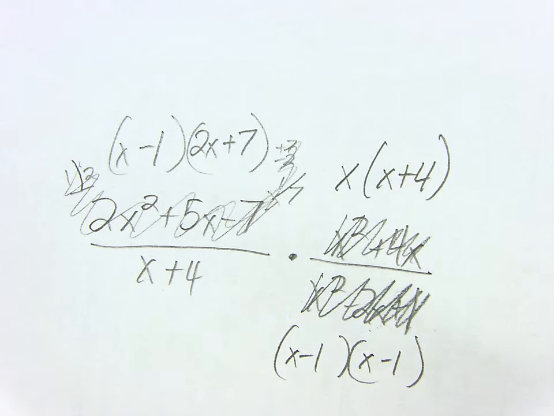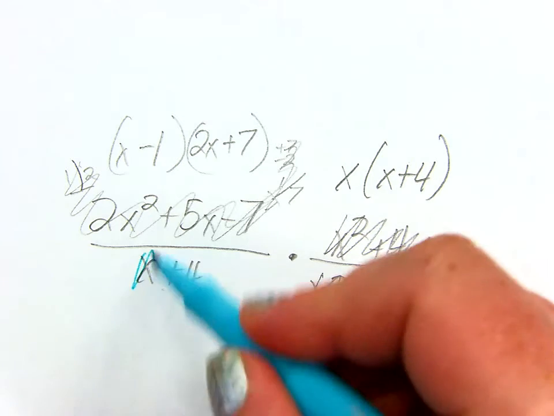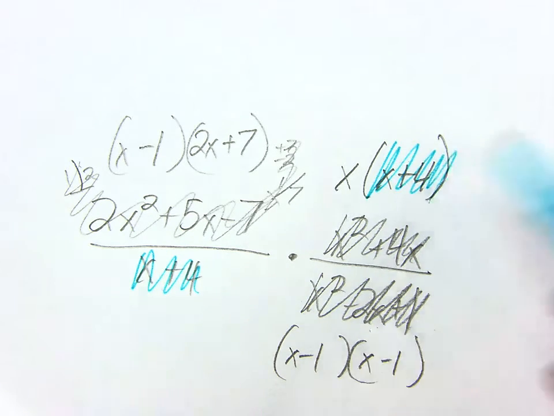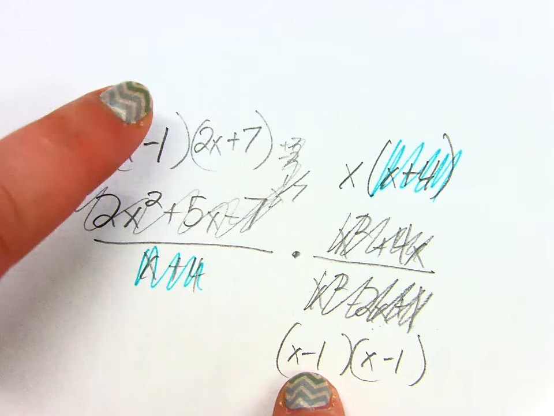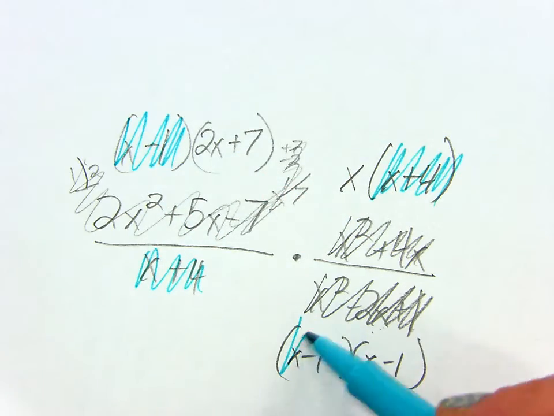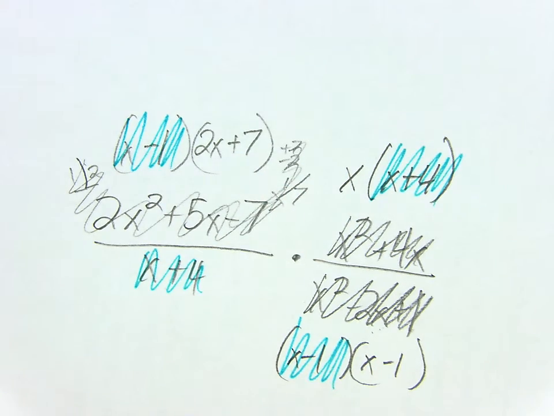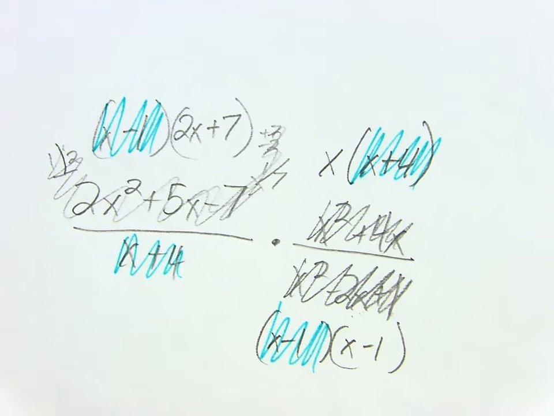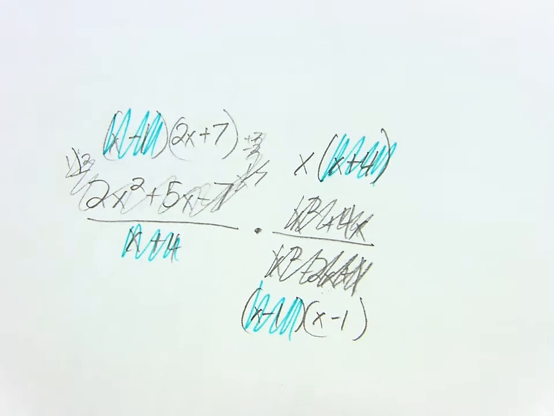So what can I cancel here? X plus 4s. That one and that one. So x plus 4 and x plus 4. See you later. Now, this is important. Only do one pair. 1x minus 1 with 1x minus 1. You cross out a pair with each other. You can't go crossing off everything. Anything else? No. So be careful.